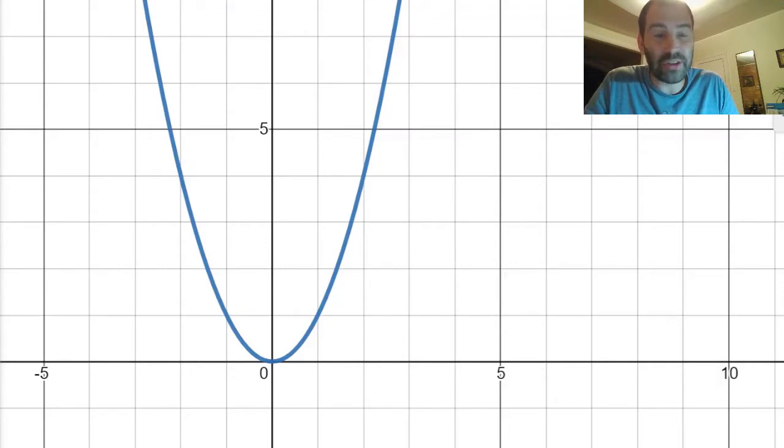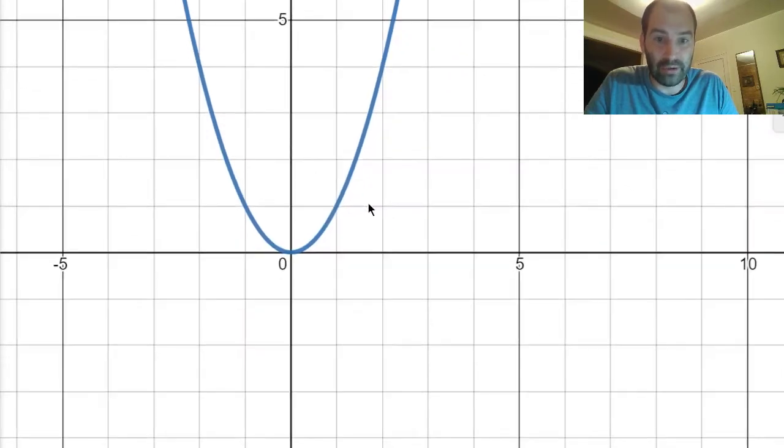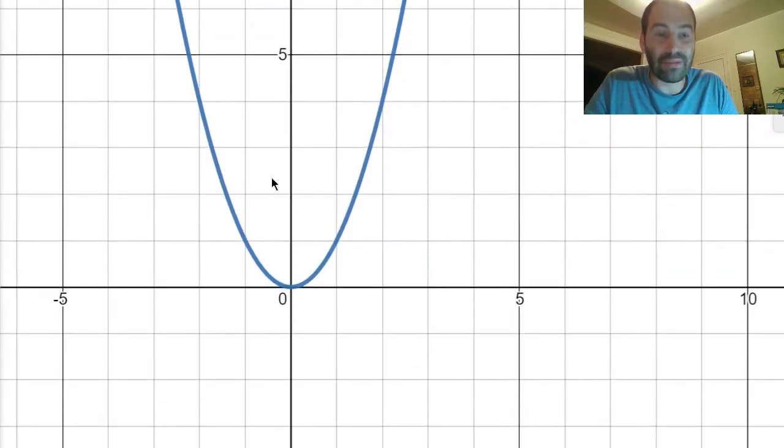Now, what about the range? The range is the set of values on the y-axis. They're the set of outputs. Notice that not every number on the y-axis has a graph next to it. Only the numbers that are 0 and up have a graph to the left or right. So only those numbers are in the range.